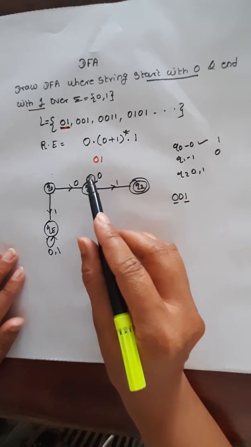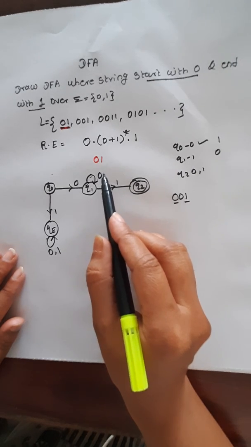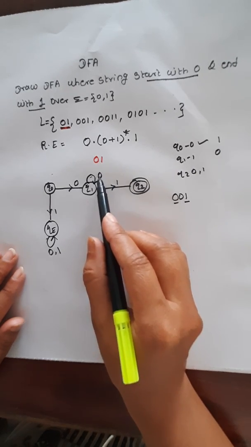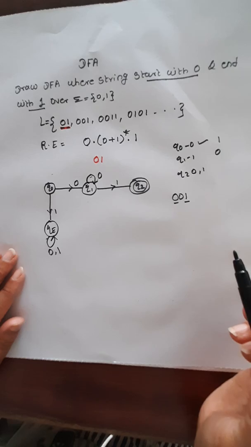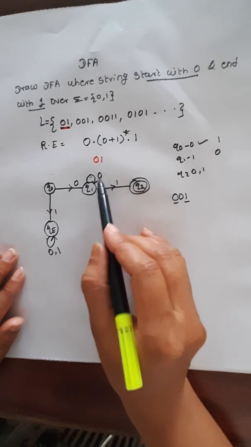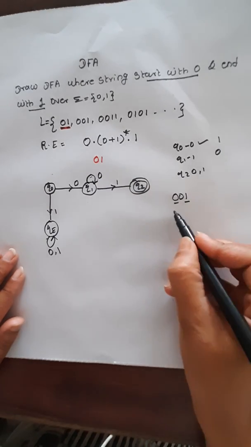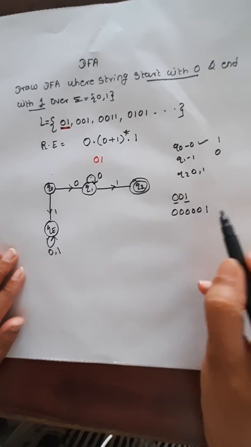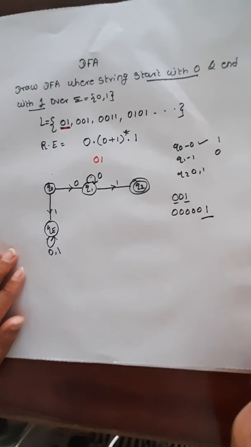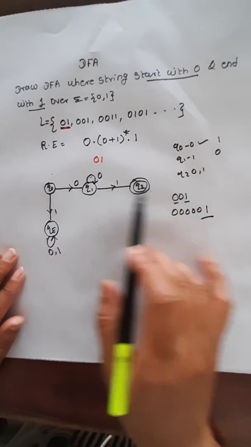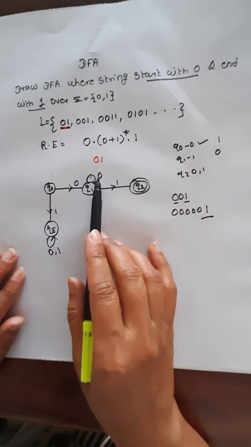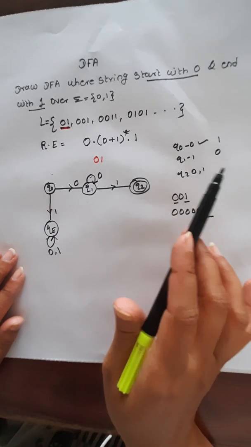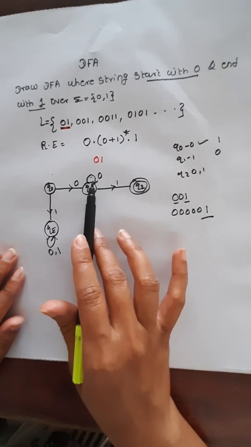The self loop means 0 or more occurrences of the 0 input. Clear everyone? So here you can take any number of zeros from this self loop. And in between, if I am taking the number of zeros from this self loop, it always ends with the 1. So no issues. All valid strings are accepted due to this self loop and no invalid string is accepted. So the self loop is correct over here.